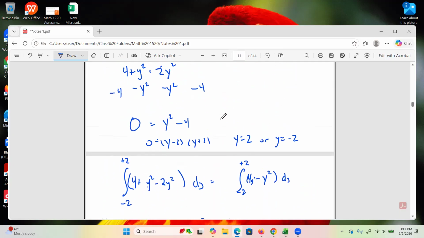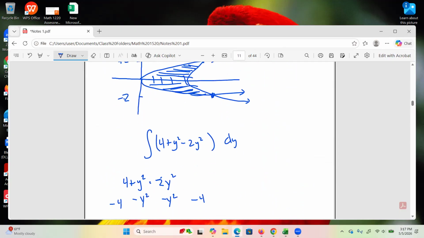And that is the area between these two parabolas. So that's how you do these kinds of problems. There will definitely be a part 2 with this thing.